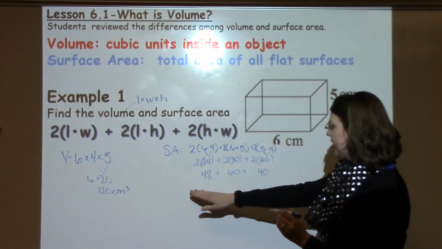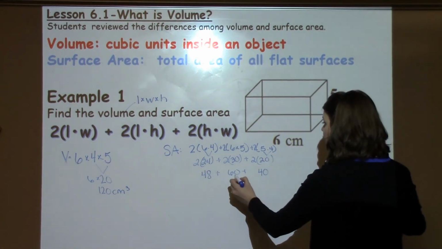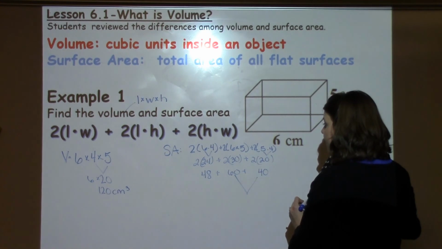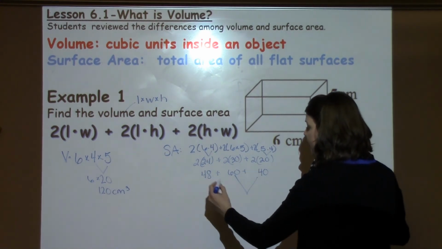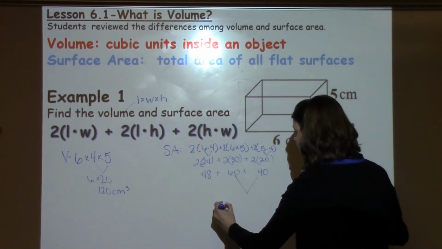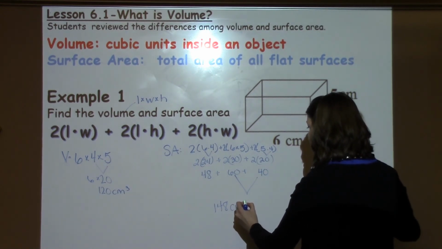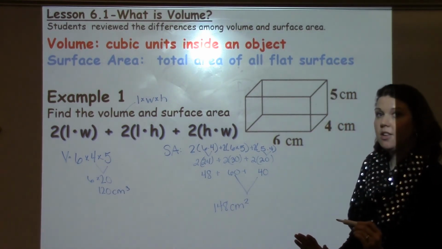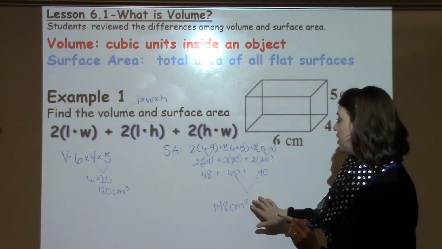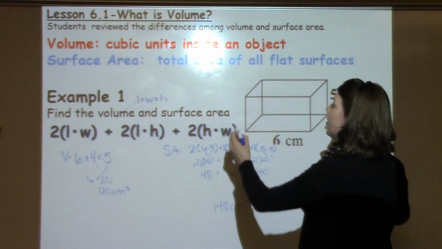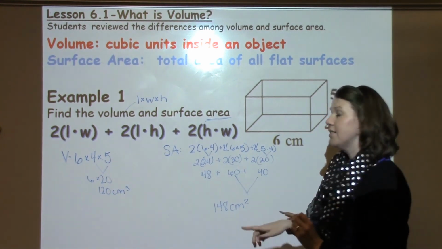And then to find surface area, you need to add all these numbers together. I know that 60 plus 40 is 100, plus 48 is 148. And then I need to label it centimeters squared. Now, a lot of students get a little bit confused when we do this because they think it needs to be cubed, but we're doing surface area, and area is always squared.